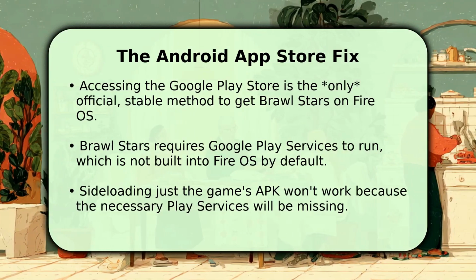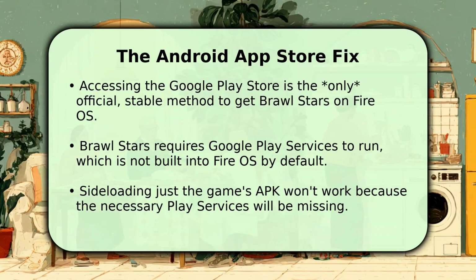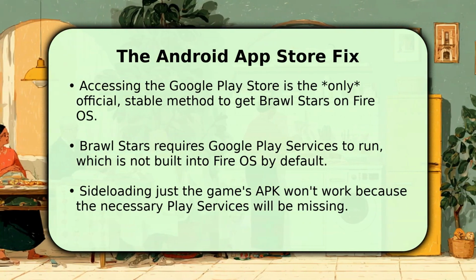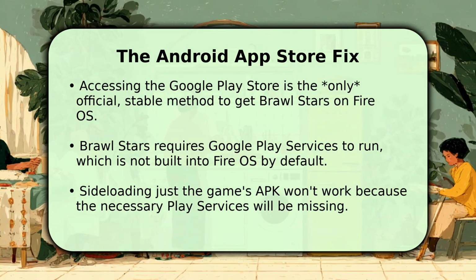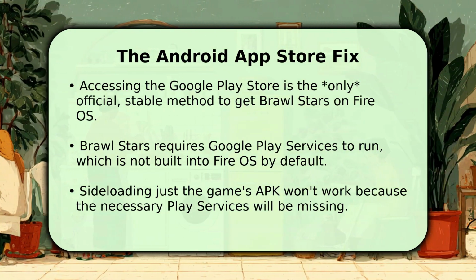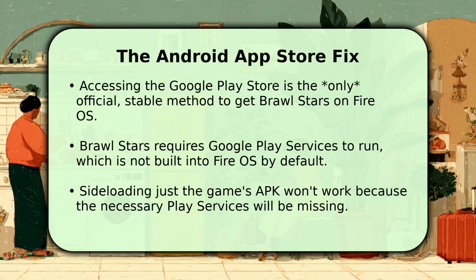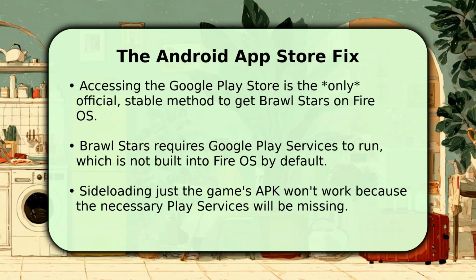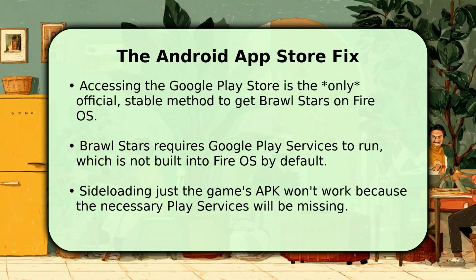Your Fire tablet operates on a modified version of Android called Fire OS, which, by default, only connects to Amazon's App Store. Unfortunately, Brawl Stars is not available there, nor is it designed to run without Google Play services. This is a crucial distinction. Simply downloading the Brawl Stars APK file from the internet will lead to a non-functional app, as it constantly looks for Google's essential background services. To truly play, we must bridge this gap.